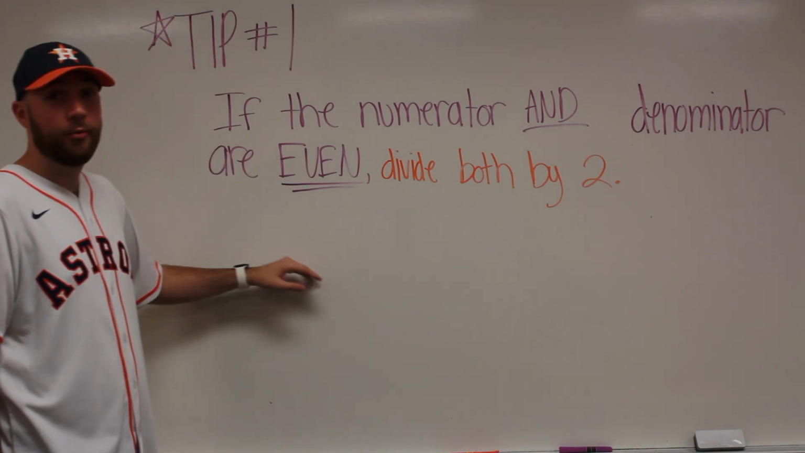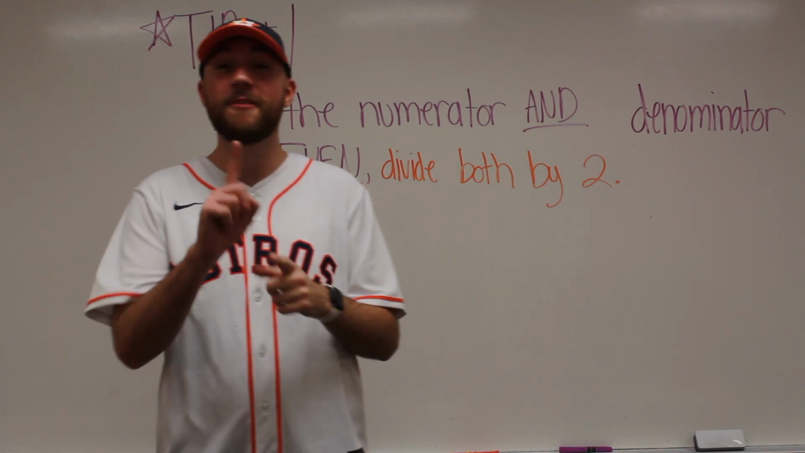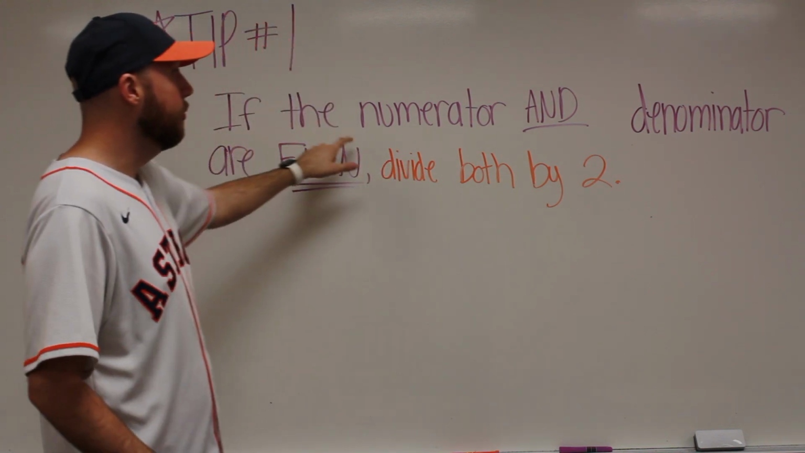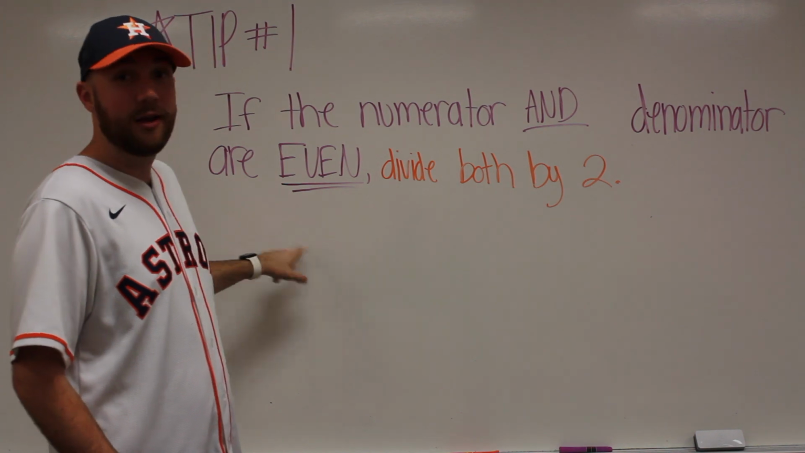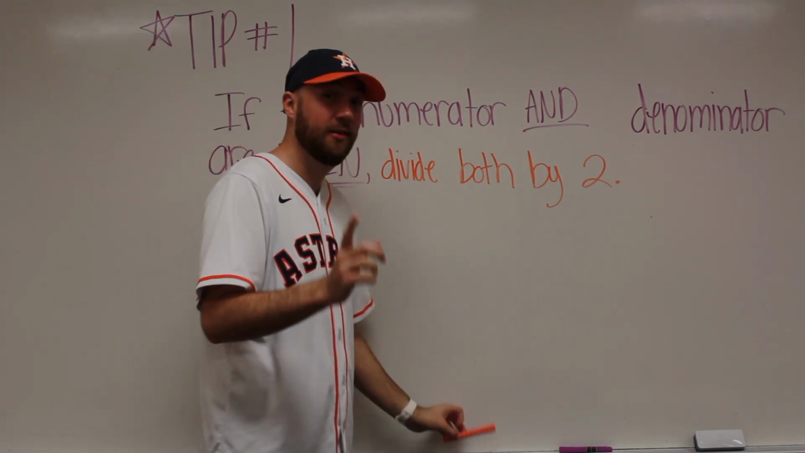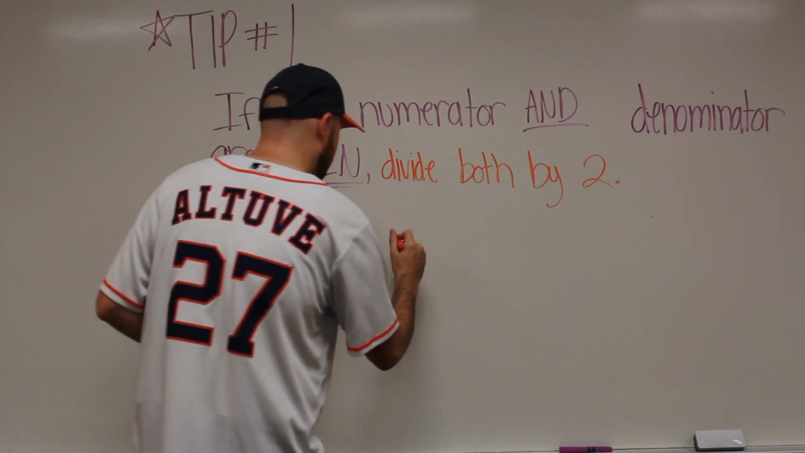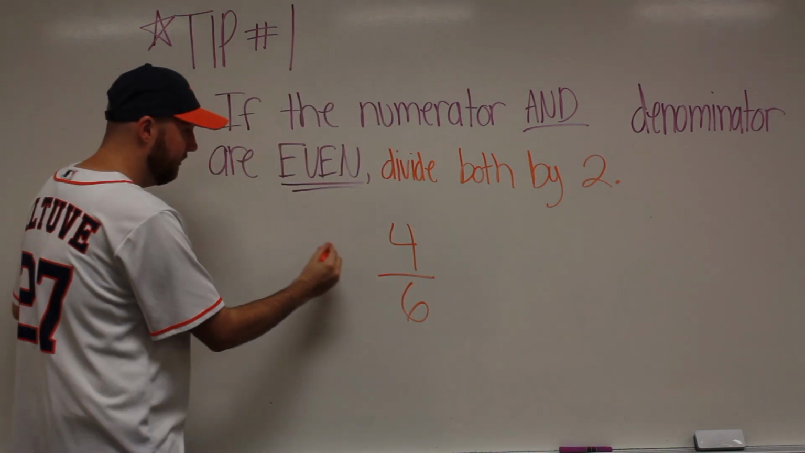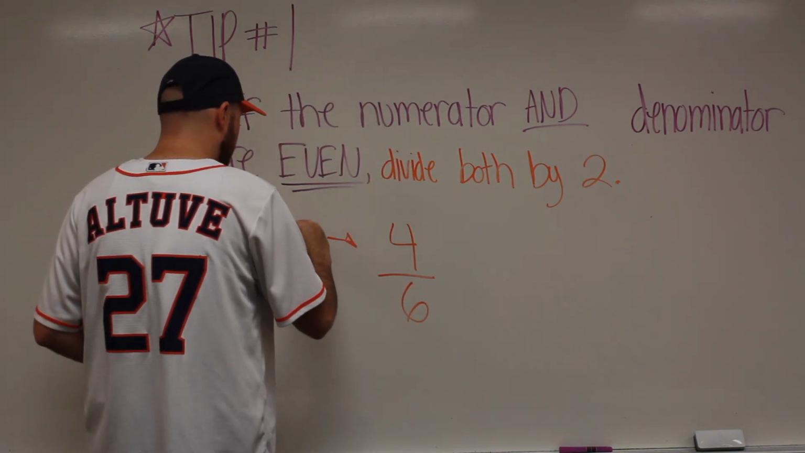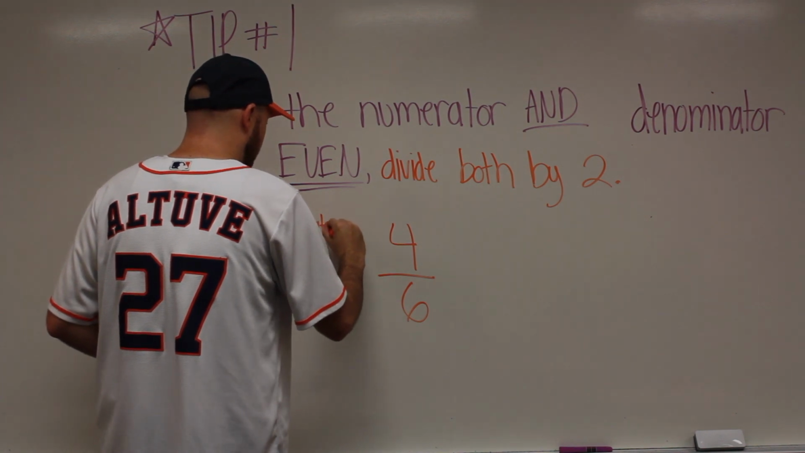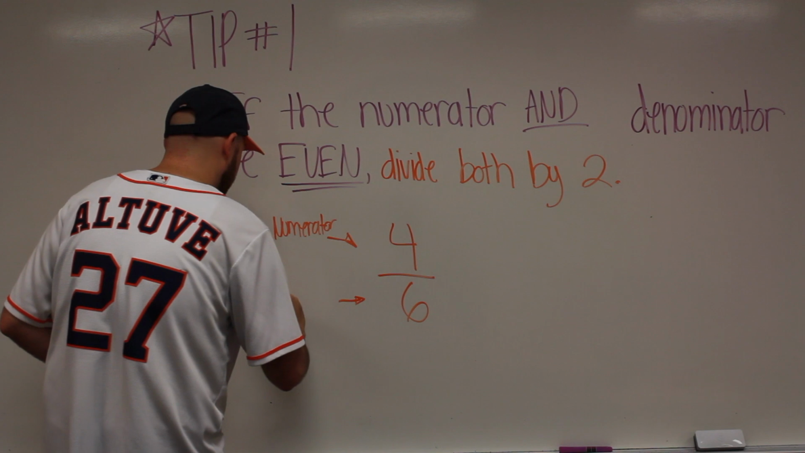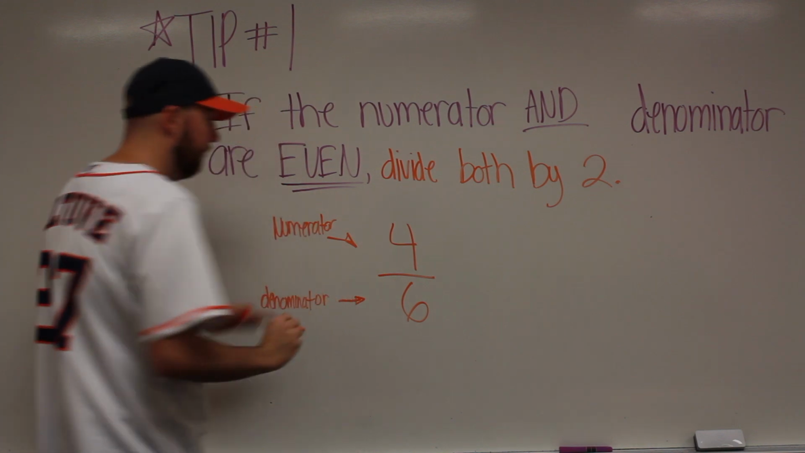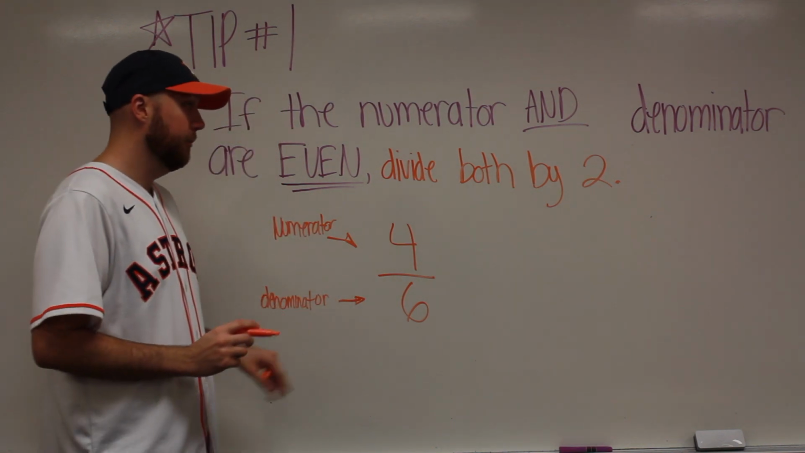So for my first tip, this is the biggest one. This is my go-to tip. The first thing I look for when I see a fraction is whether the numerator and denominator are both even. So for example, if I have 4 over 6, this number 4 is our numerator, if we do not know those terms. And the number on the bottom of the fraction is your denominator. So if we don't know those terms, that is what it is. Top number is your numerator, bottom is denominator.